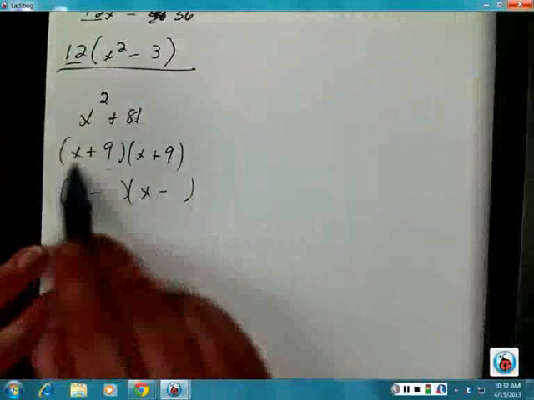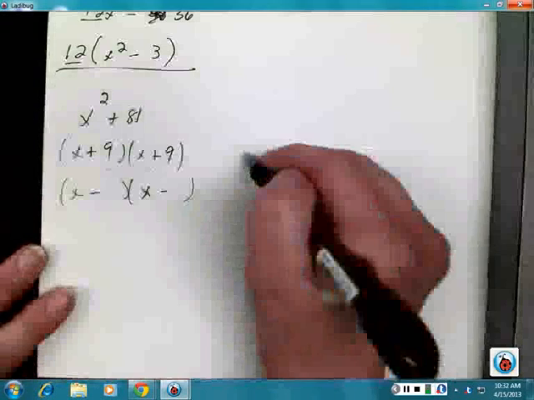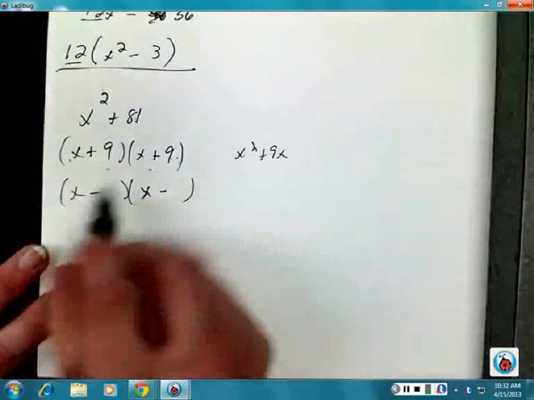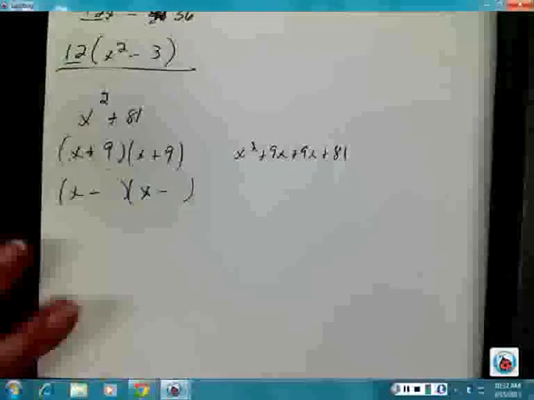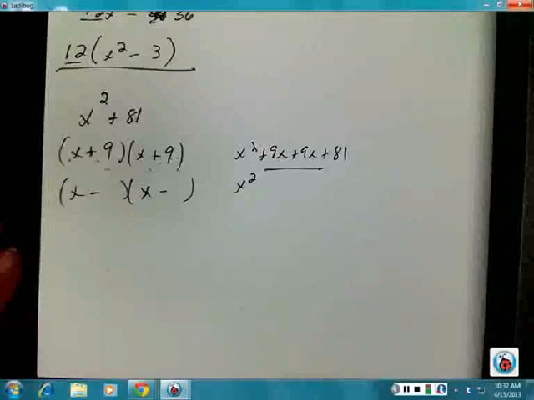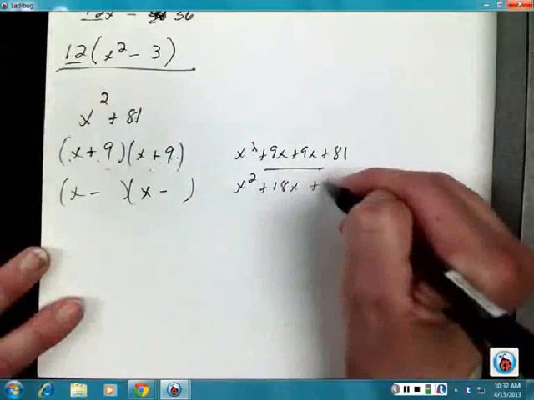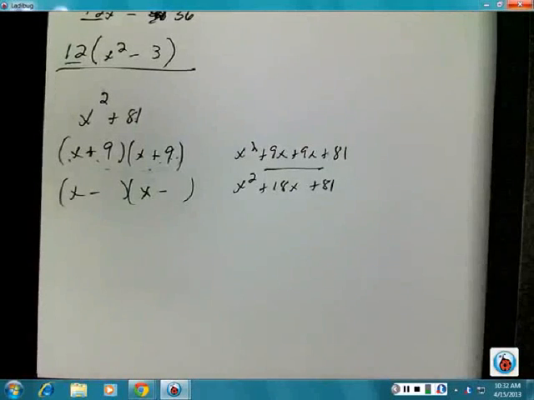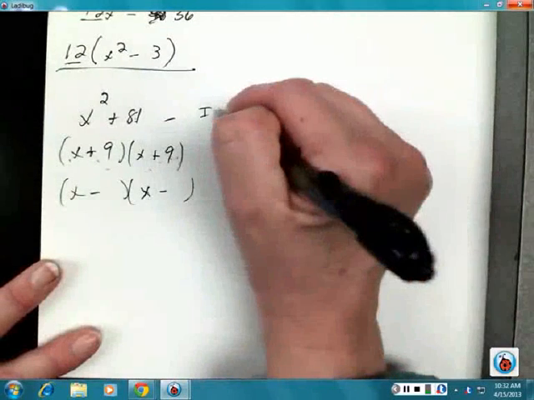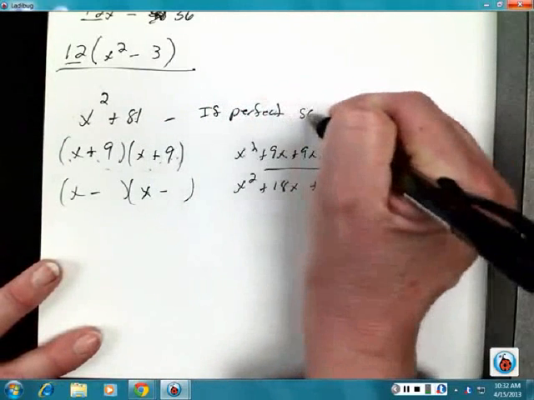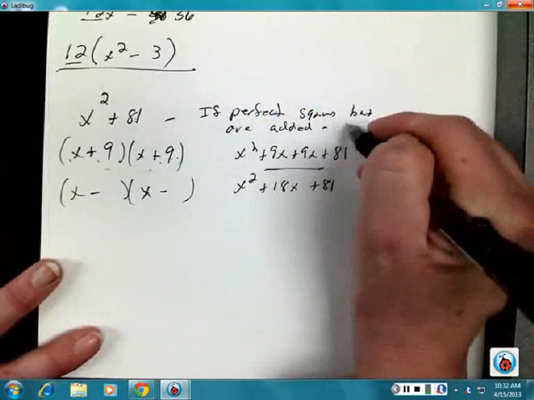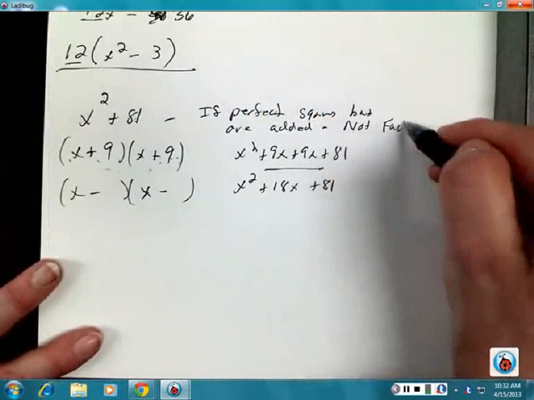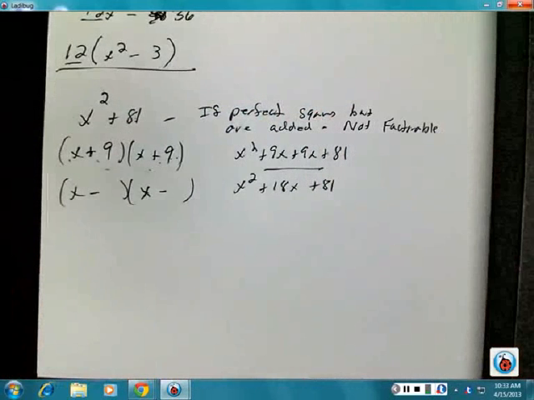But when I FOIL this, what happens? X times x is x squared. X times 9 is a plus 9x. 9 times x is another plus 9x. And 9 times 9 is 81. But my middle doesn't disappear, does it? No. Changes my whole problem. So I cannot have a positive in here. So if perfect squares are added, it is not factorable. So it has to be a negative, if you're going to factor. Yep. Has to be a negative in there.